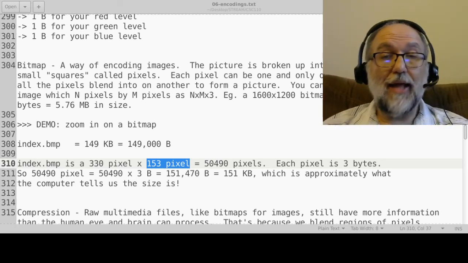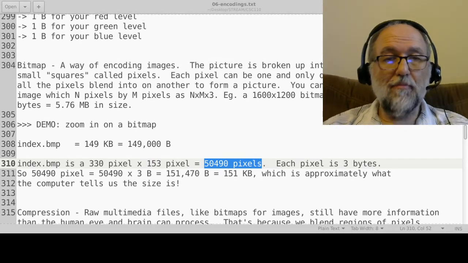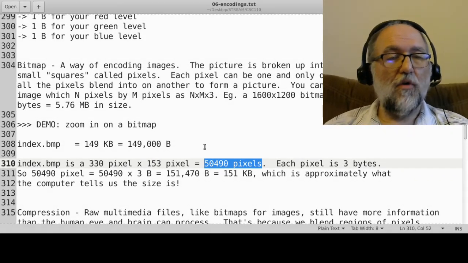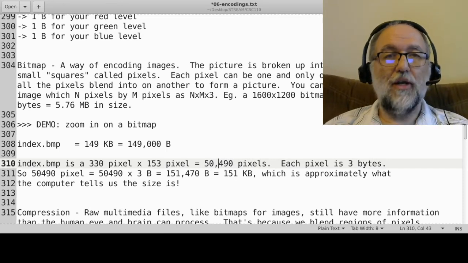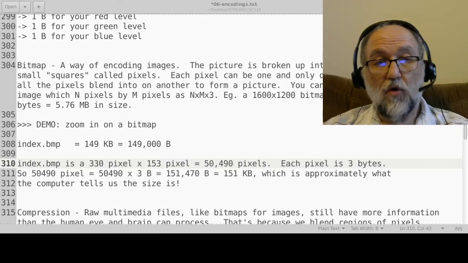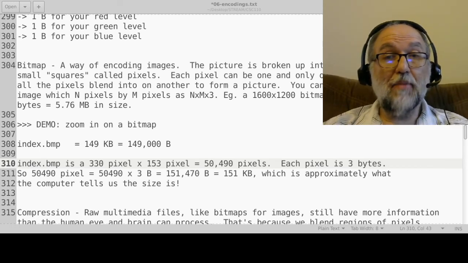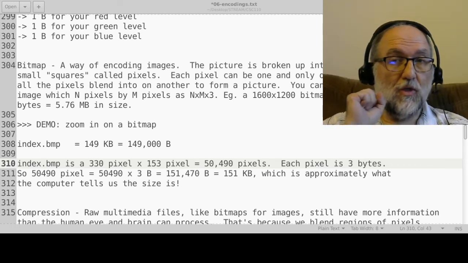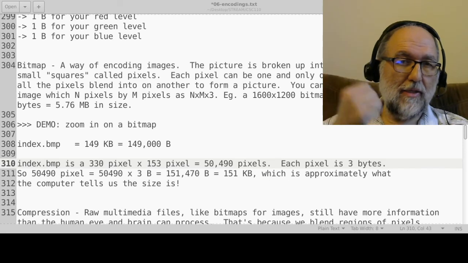If you multiply the number of columns by the number of rows, you're going to get the total number of pixels. And the total number of pixels is, let me put a comma in there so it's easier to read, 50,490 pixels. That's how big that picture is in pixels. But remember, each pixel is exactly one color, and to encode a color you need 3 bytes. So each pixel is 3 bytes.